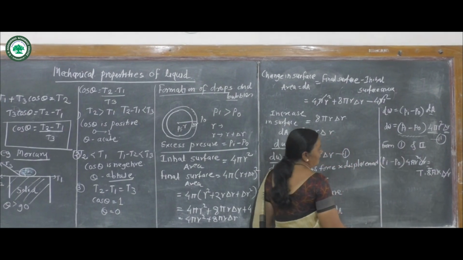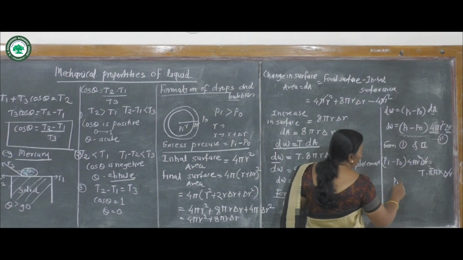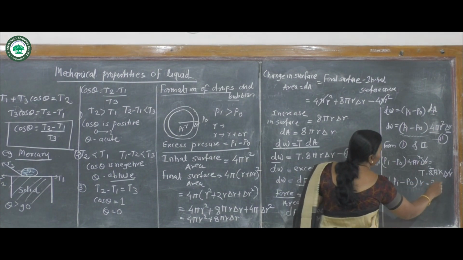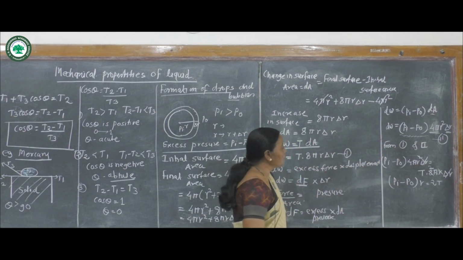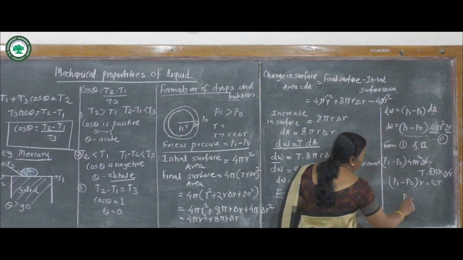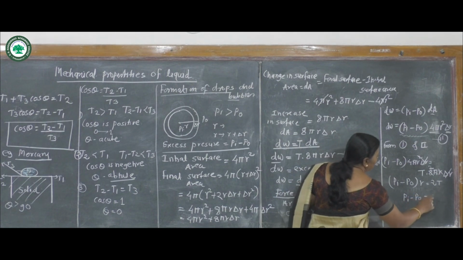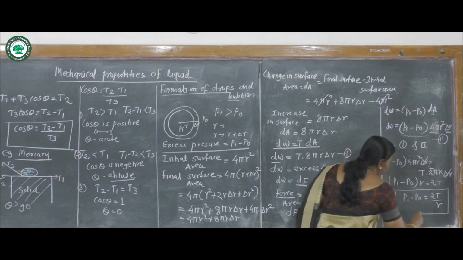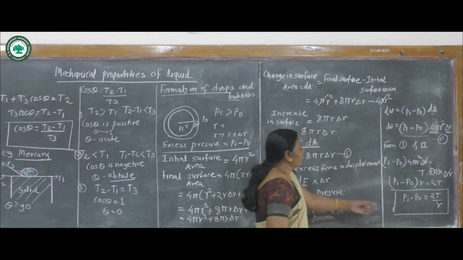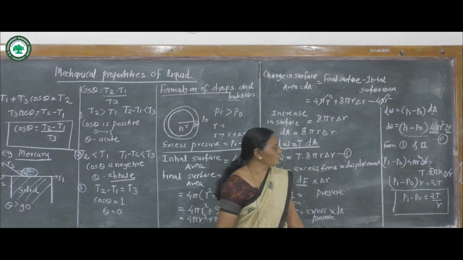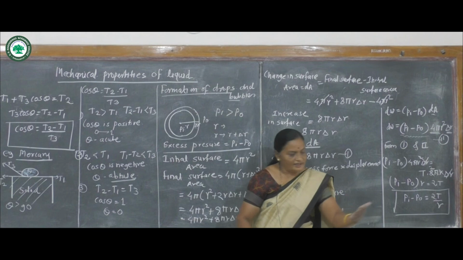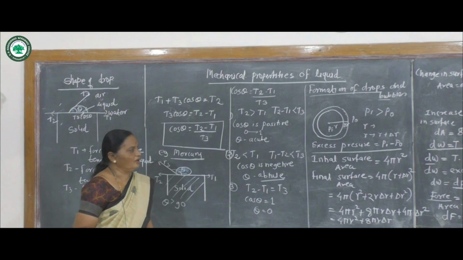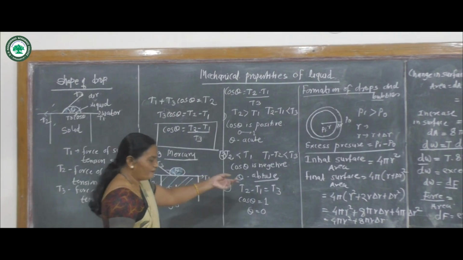The remaining terms are Pi minus P0 into R is equal to 2T. Therefore, Pi minus P0 is equal to 2T divided by R. It is called the Laplace law for a spherical membrane. See, this is for a drop.